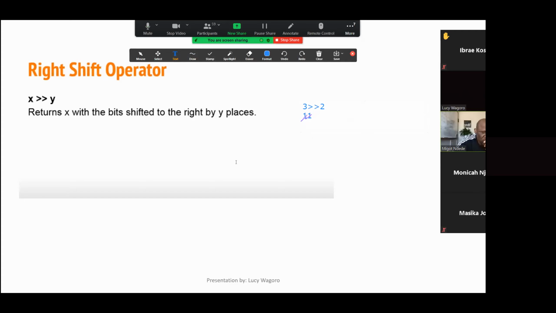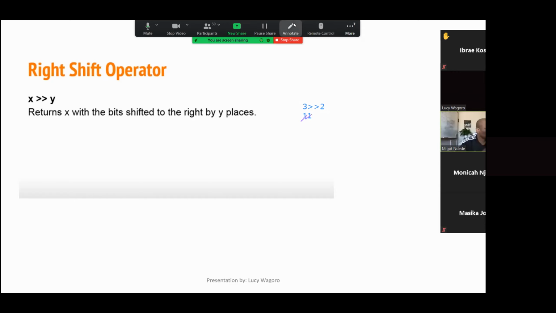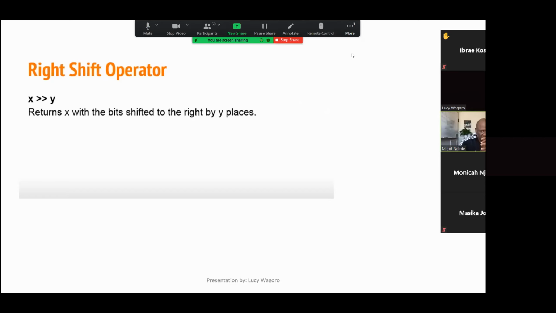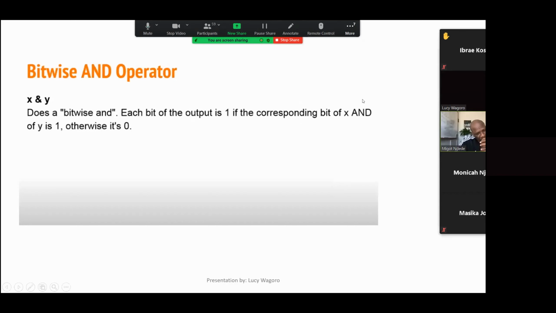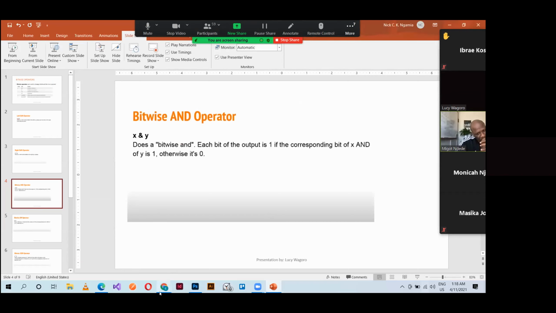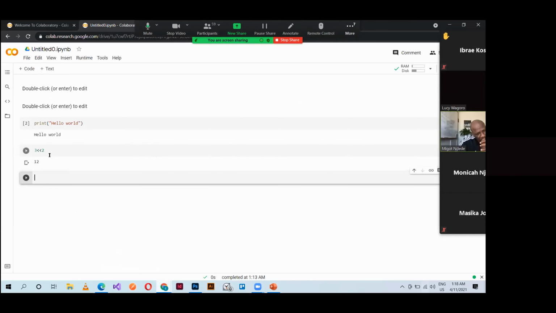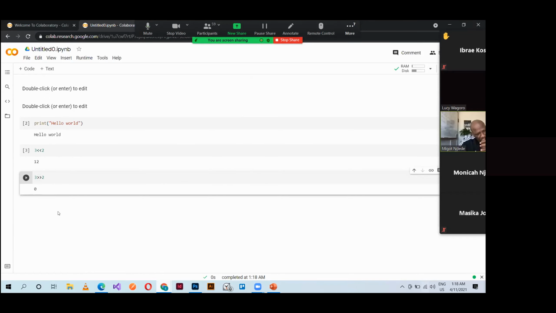So if we check that again in our calculation, I'll bring a new code and I'll say 3, now right shift twice. And if I run this, I'll get a 0. That is proven.